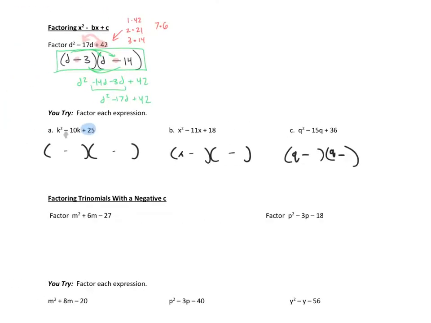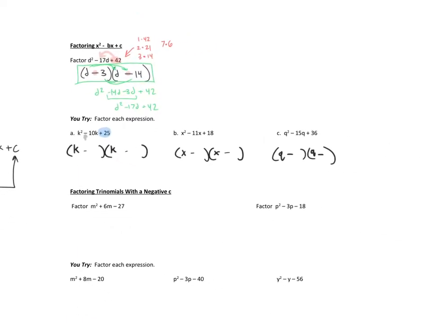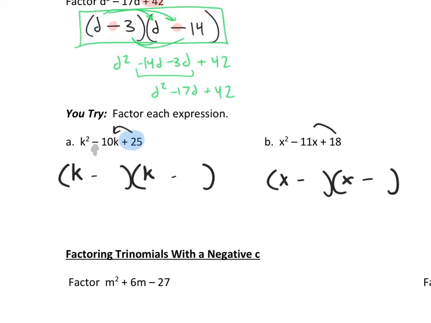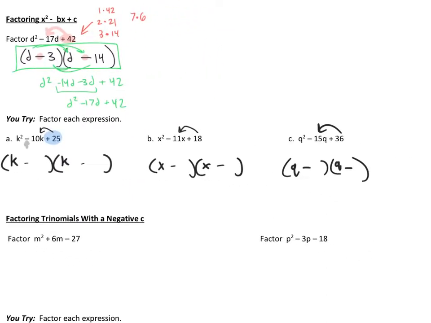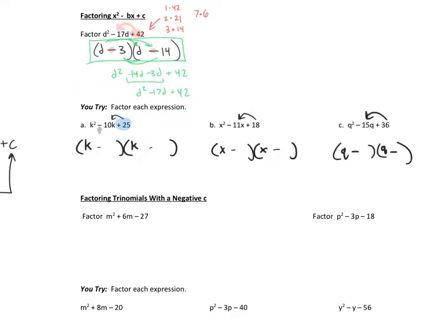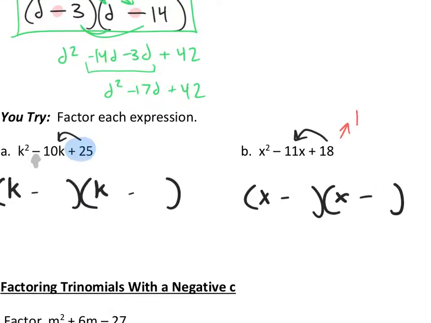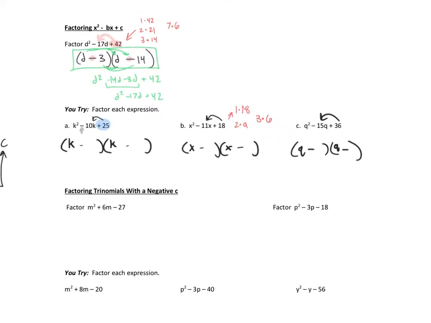So I encourage you, continuing on from what we've learned, to pause the video and find the numbers that satisfy this. Numbers that multiply to 25 that add to 10 when they're both negative. Numbers that multiply to 18 that add to 11. Numbers that multiply to 36 that add to 15 when they're both negative. Try it out, and if you're stuck, list out factors. So 1 times 18, 2 times 9, 3 times 6. It has to be one of those combinations. Pause and try to find your answers.